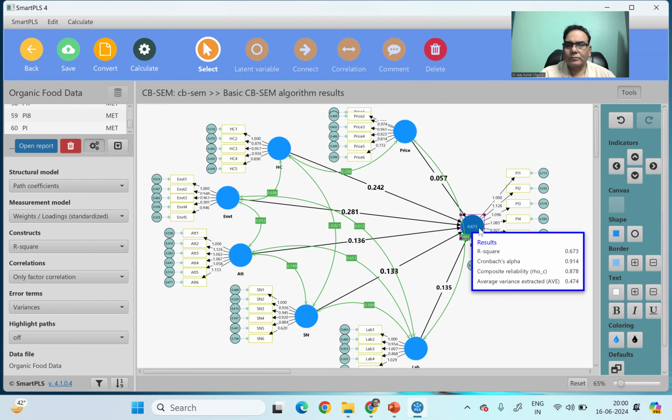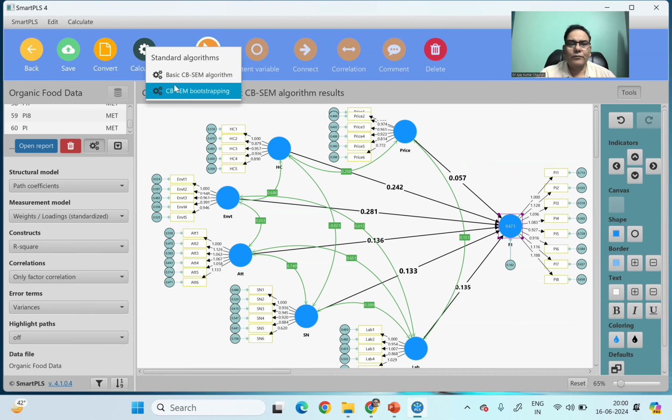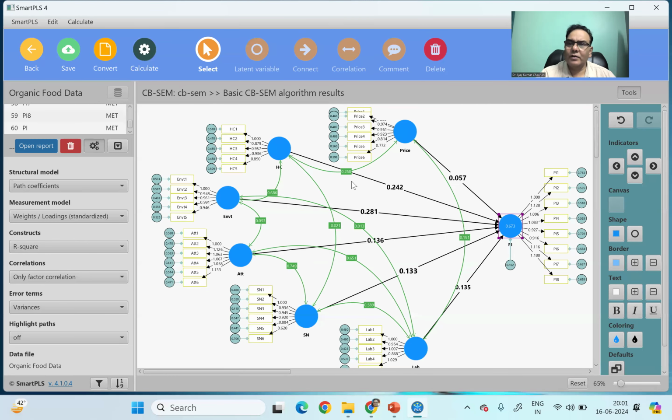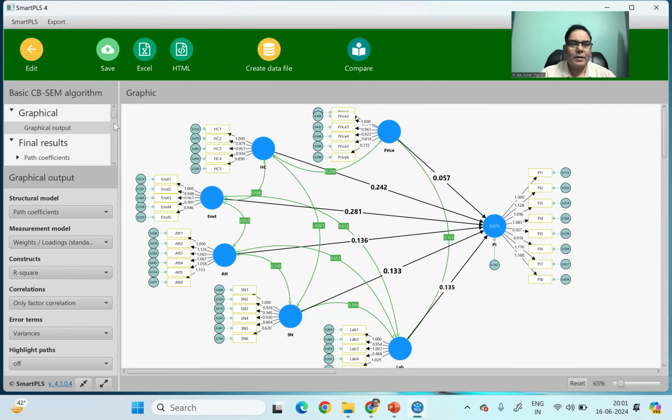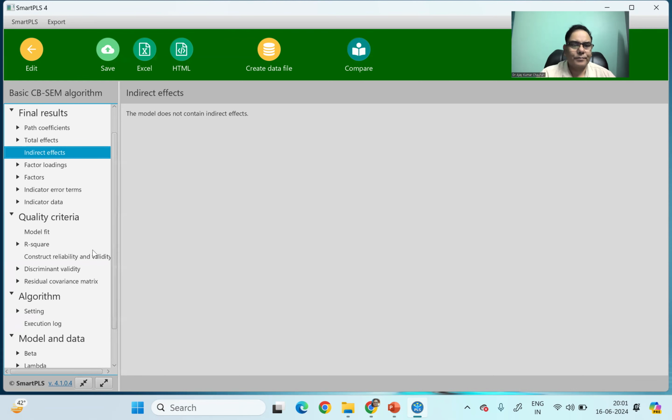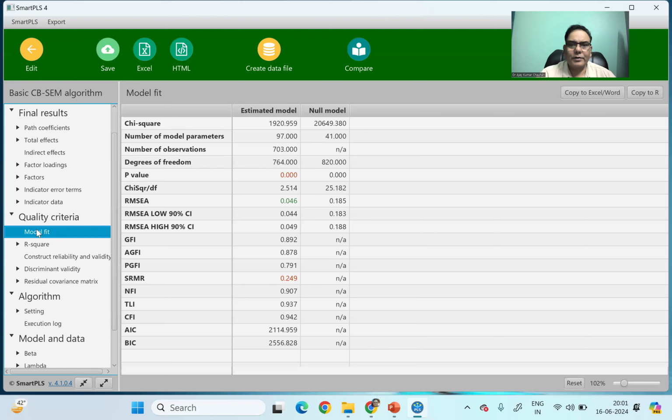Okay. Now if I run basic CB-SEM, so you can check all model fit are coming good. Open report. And go to quality criteria. And now you can check. So where is quality criteria? Yeah. So now the chi-square degree of freedom is less than 3. The GFI is more than 0.9. 0.8, NFI, TLI, CMI, ये सारे के सारे 0.9 से ऊपर पहुंच गए.